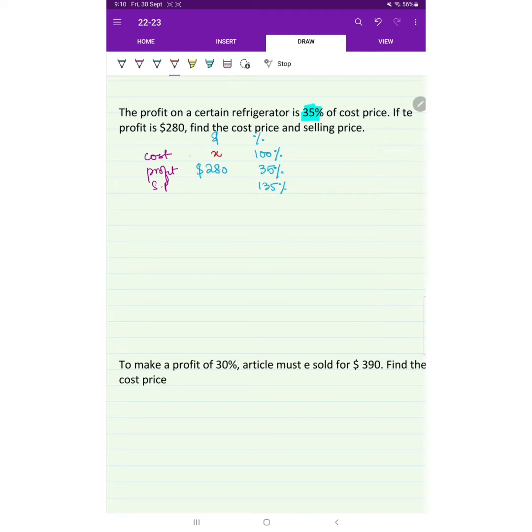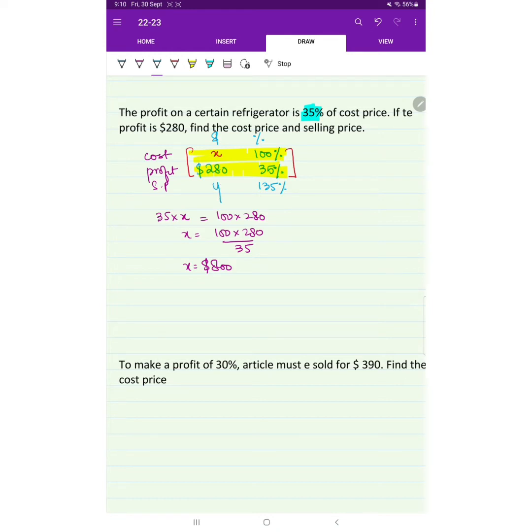Let's write x here first, and I'll make a ratio out of these two. I'm doing the cost first, so I'll make a ratio out of this. I'll cross multiply. So 35 into x is equal to 100 into 280. x is equal to 100 into 280 upon 35. This is $800. This is my cost price.